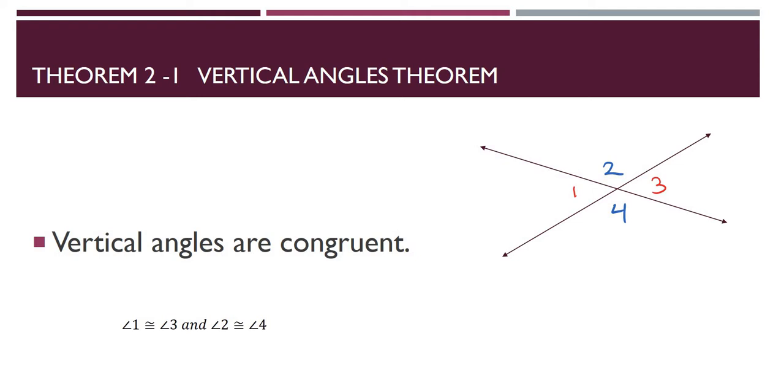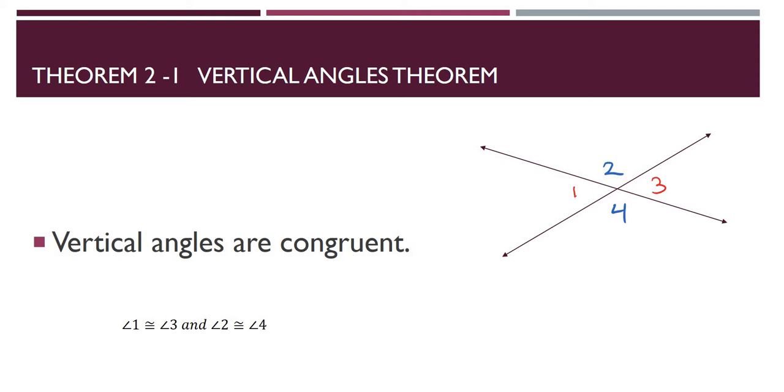is a little different than a postulate. A postulate is something we accept as true based on definition. A theorem is something that we have to first prove, but then we can use it over and over without proving it each time. So our first theorem is vertical angles theorem. And it says that vertical angles are congruent.